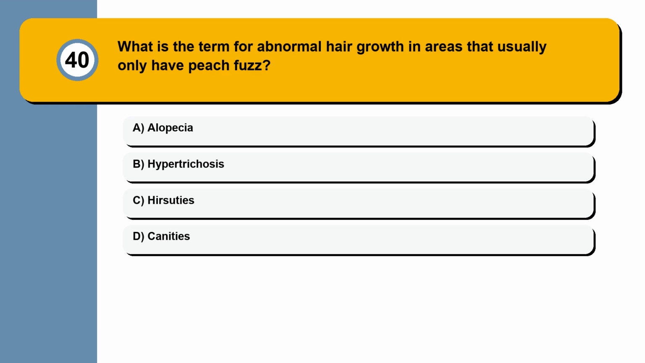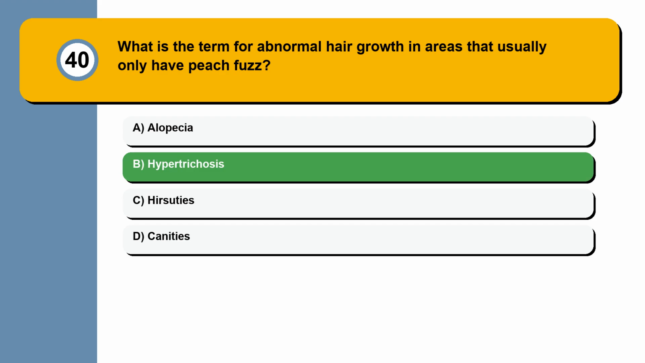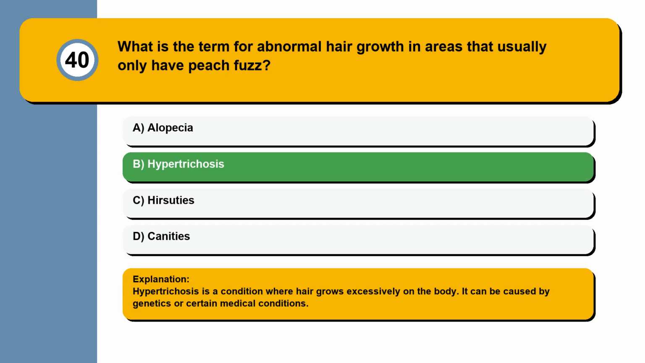Question 40. What is the term for abnormal hair growth in areas that usually only have peach fuzz? Alopecia, hypertrichosis, hirsutis, canides. Hypertrichosis is a condition where hair grows excessively on the body. It can be caused by genetics or certain medical conditions.